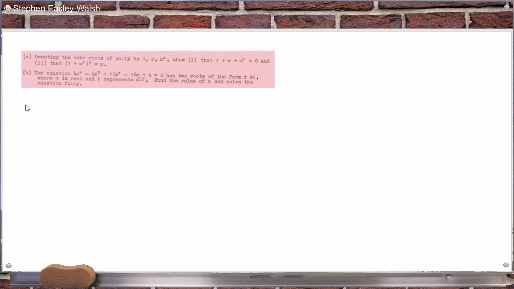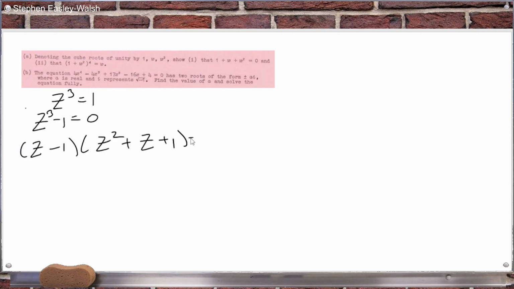All right. Cube roots of unity. z cubed equals 1. I mean to say z cubed minus 1 equals 0. Factorizing, that's (z minus 1)(z squared plus z plus 1) equals 0. This is z equals 1.